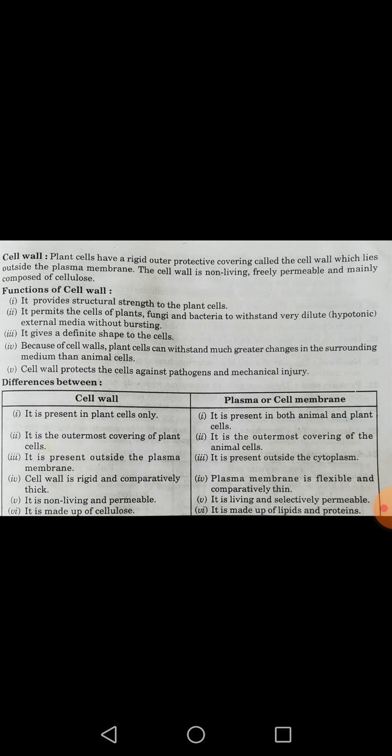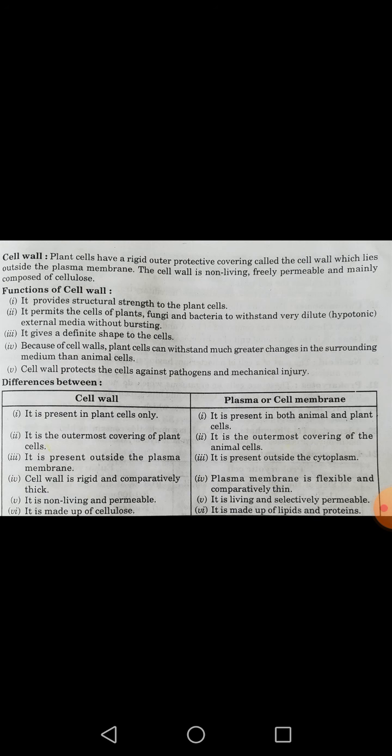Now the last and final fifth function of the cell wall is that cell wall protects the cell against pathogens and mechanical injuries. Since it is very hard, it is very rigid, it is providing mechanical strength, so definitely it is helping plants against the infection of the pathogens, as well as it is protecting plant cells from mechanical or external injuries. So these are the different functions of cell wall.